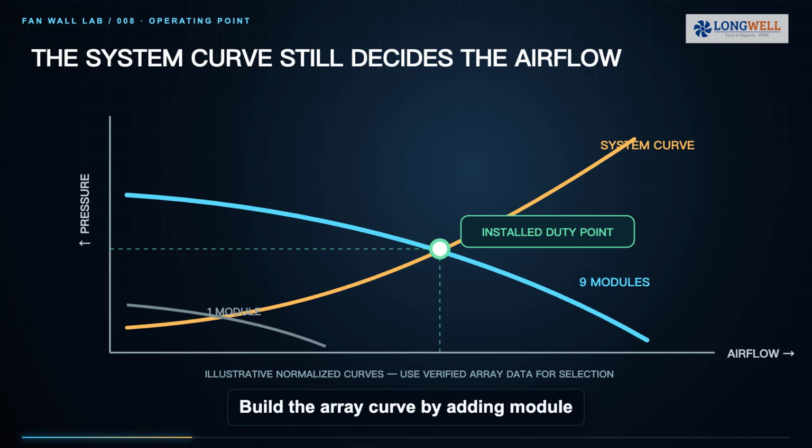Build the array curve by adding module airflow at equal pressure, then intersect that curve with the resistance curve of the filters, coil, dampers, grills, and ductwork. The intersection is the installed operating point.